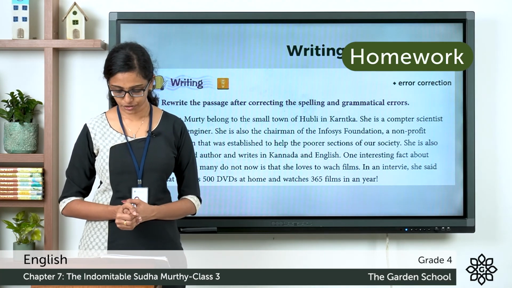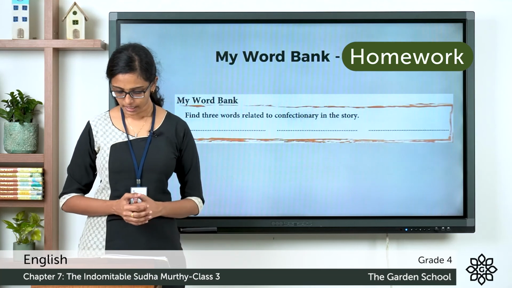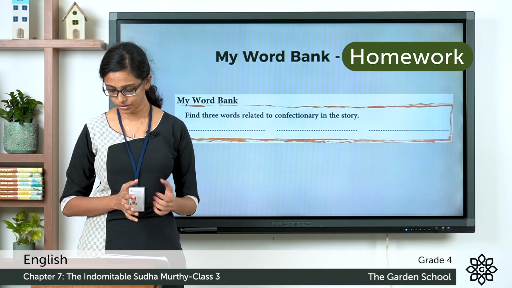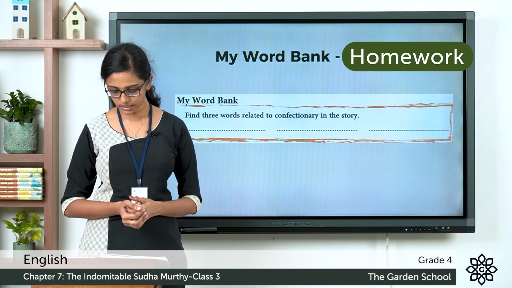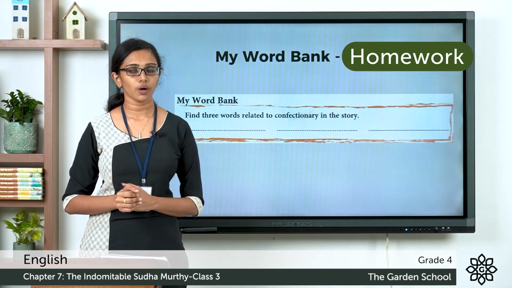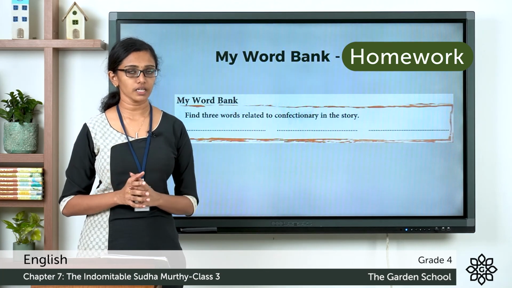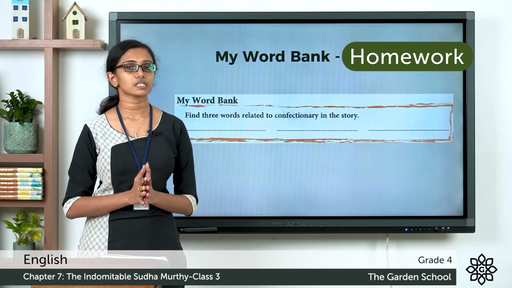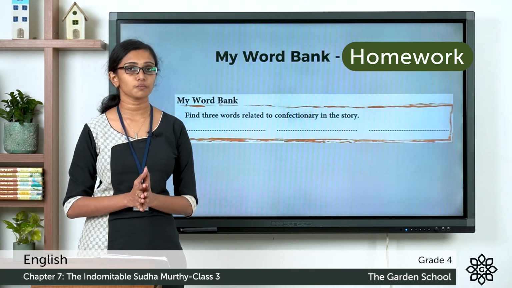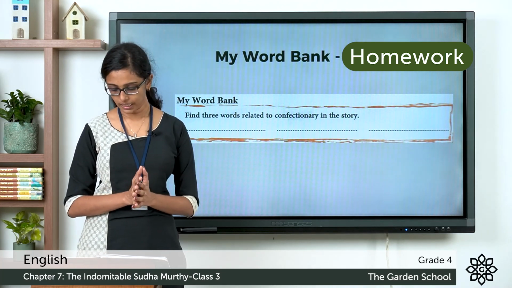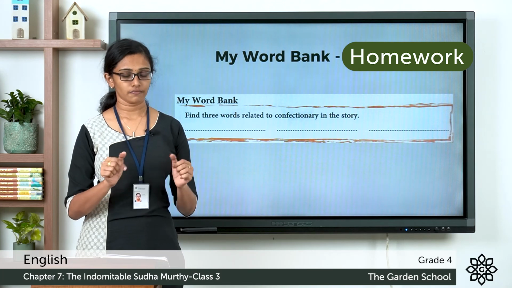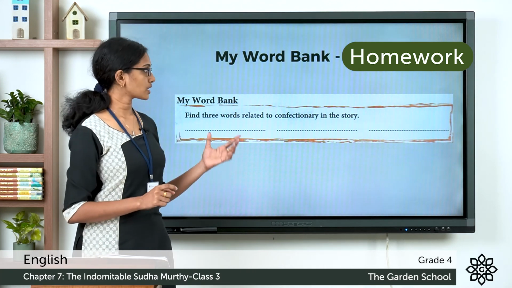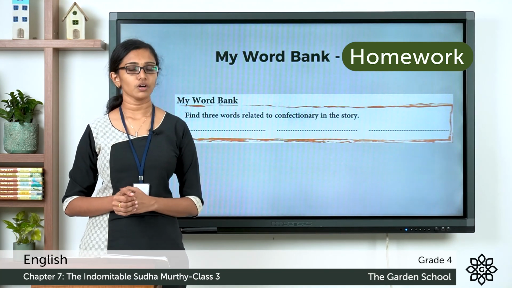The next section is My Word Bank, and it's about finding 3 words related to confectionery in the story. So confectionery means sweets. So let me suggest one word from the story, factory. Factory is something related to confectionery. Where confectionery is made, there are factories which make confectionery. So similarly, try to find out 2 more words from the story which are related to confectionery. So this one also you can do as a homework. You can write them in your notebook.